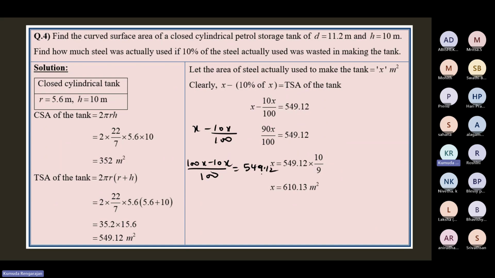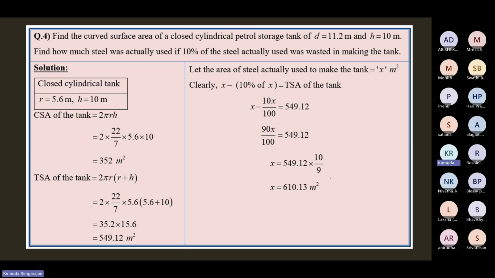549.12, like this. Or you can cancel also. You can cancel the 0 and 0. You'll get 9x by 10. So simplification you should know. So 0 gets cancelled and 9 by 10 goes to the other side as 10 by 9. And on simplifying, you get 610.13.